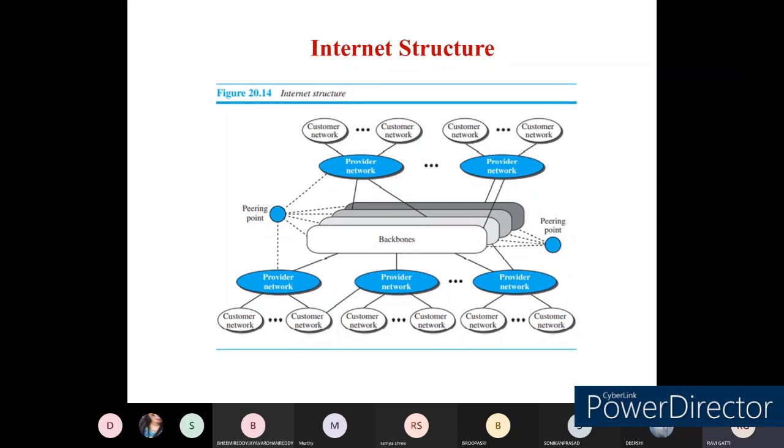Here the network provider is nothing but the ISP, that is, the internet service provider. So this is the architecture of your internet structure.